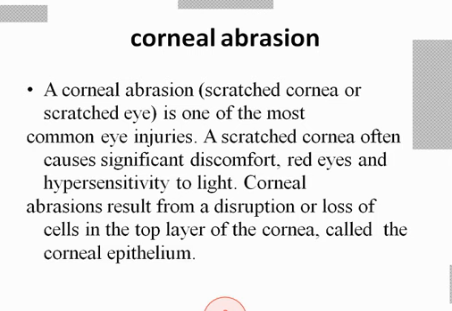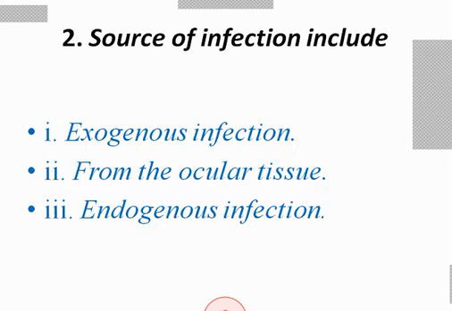So we need not go through this side. So the source of infection can be exogenous infection or from the ocular tissue itself. Suppose the person has got dacryocystitis and then you wanted to operate on the cornea. There is a lot of locally available pus and septic material present in the sac.